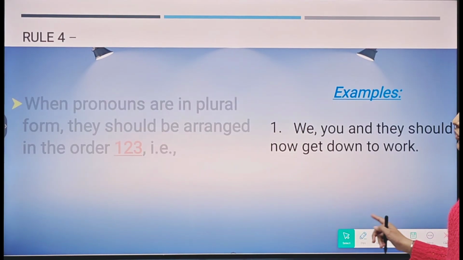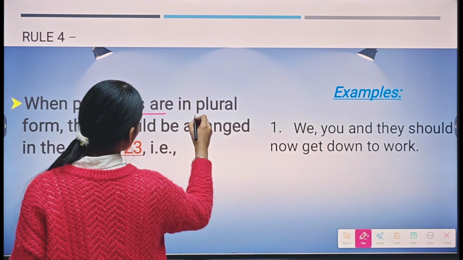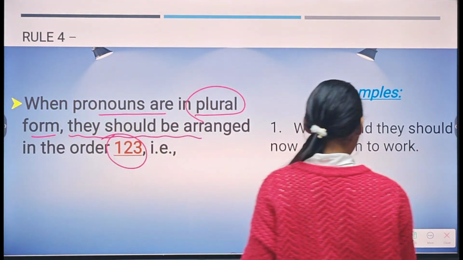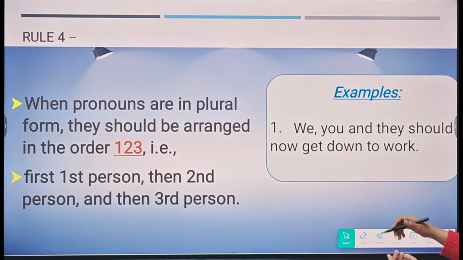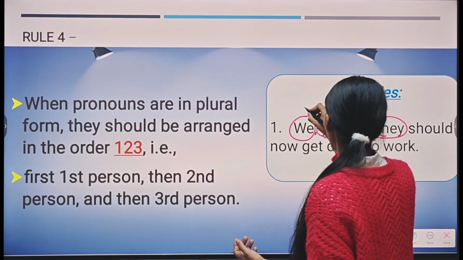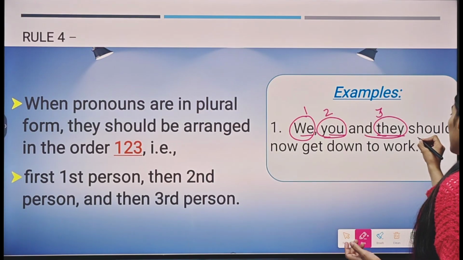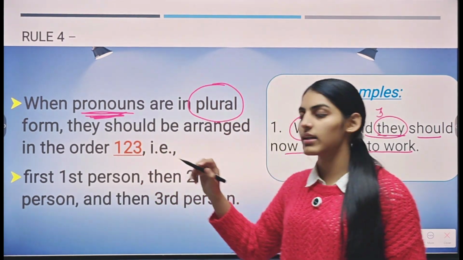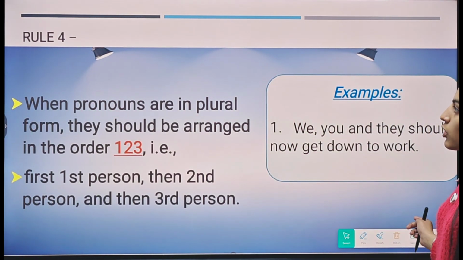Now let's move on to rule number 4. Rule number 4 says, when pronouns are used in plural form, they should be arranged in 1, 2 and 3. First the first person will come, then the second person, at last the third person. So here we have a beautiful example: when we are using the plural one, we will use 1, 2 and 3 order. We, you and they should now get down to the work. We have the plural form here, so when the pronouns are in the plural form, we will use them in 1, 2 and 3 order. All right, now let's move on to rule number 5.